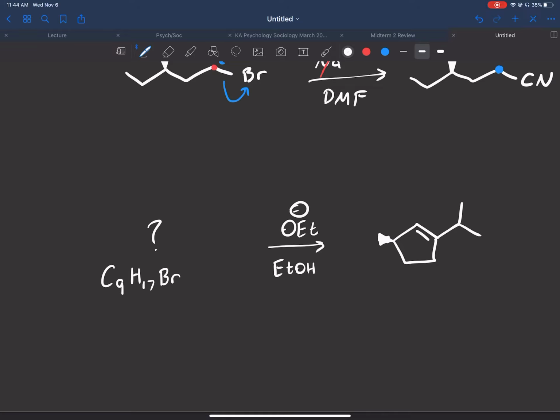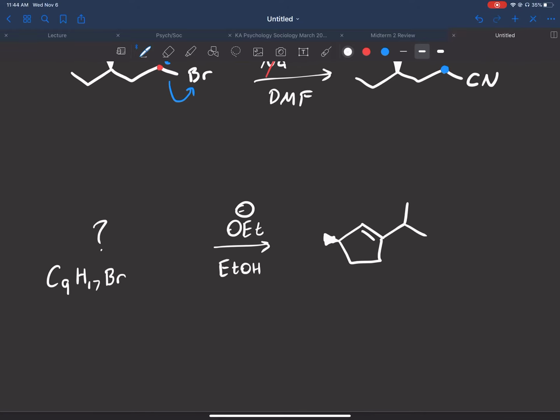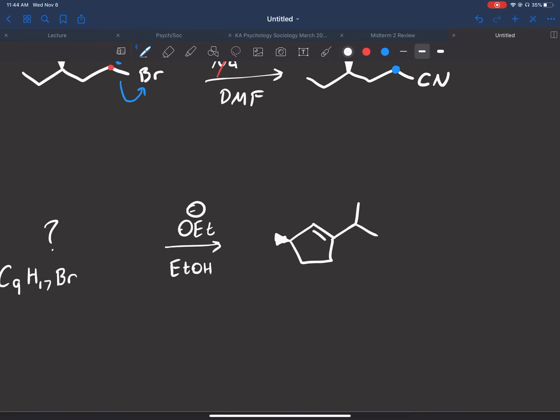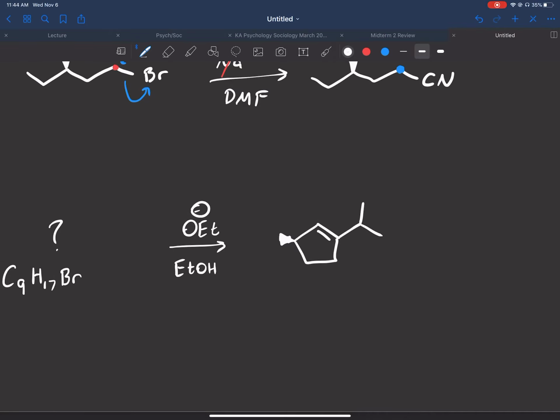So what we need to do is find the reactant, right, given this product. So the first thing we should know is OEt, right? The Et stands for ethyl, and the O with a minus charge. So this just really looks like this. And EtOH is this right here. All right.